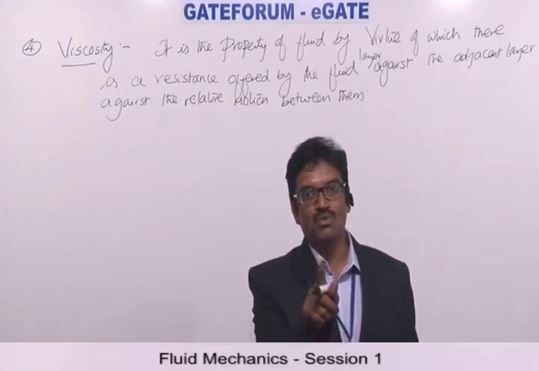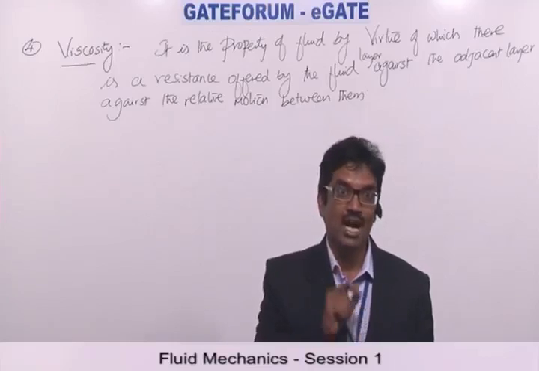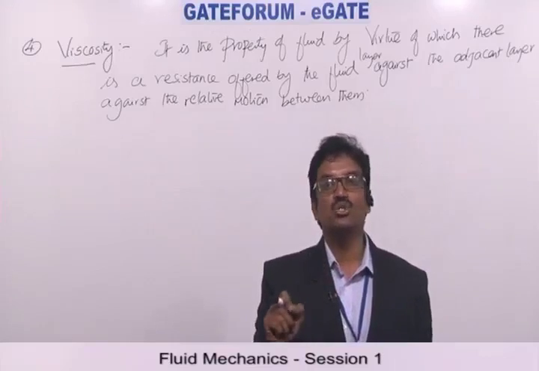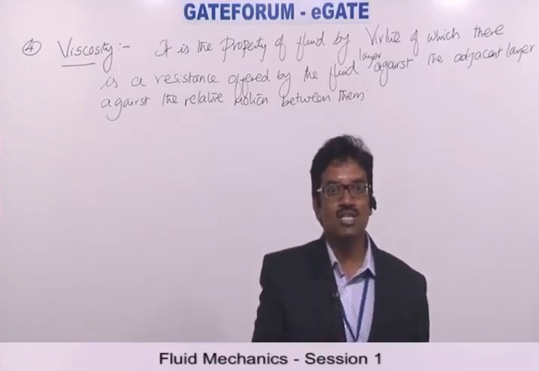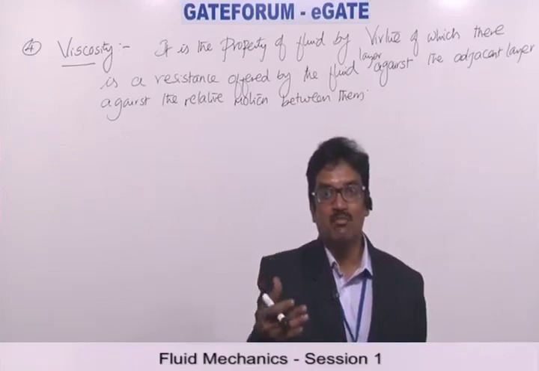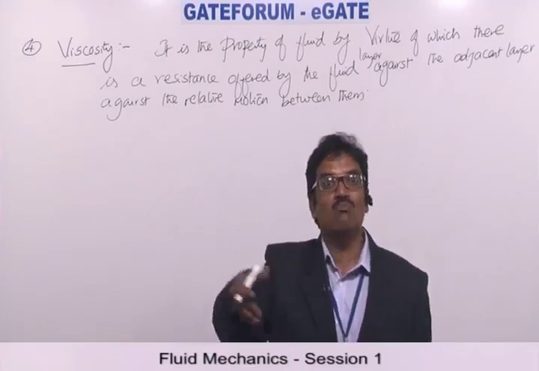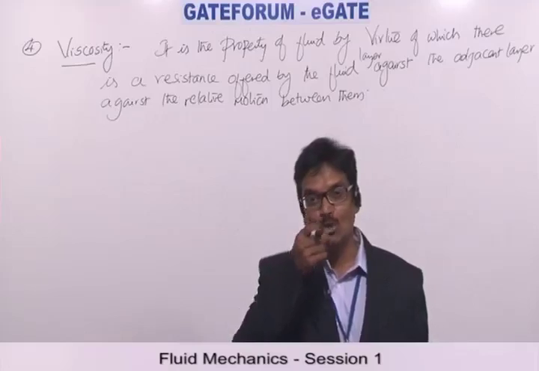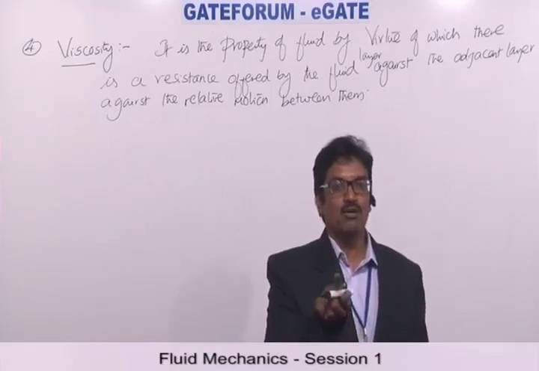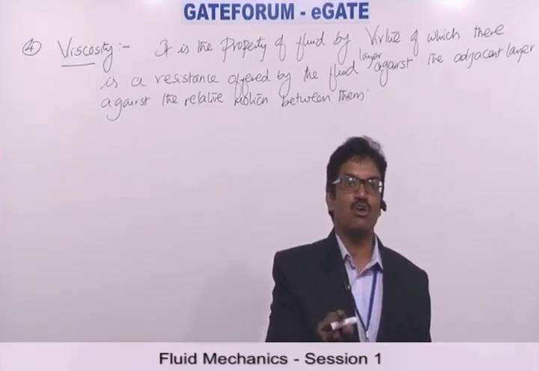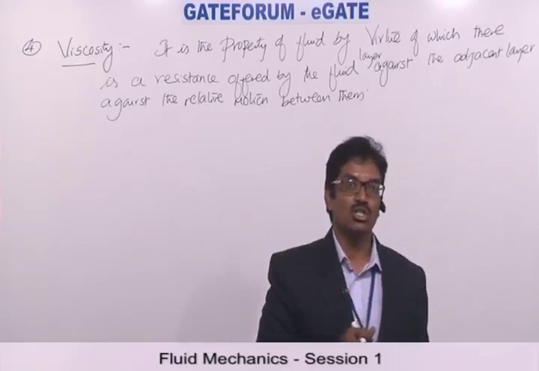If any fluid has zero viscosity, it is called an ideal fluid, an inviscid fluid. Ideal fluid means one which has zero viscosity. A fluid which has more viscosity will tend to go slower and slower because more and more shear stresses will be acting between the fluid layers, which offer more and more resistance for the relative motion between the fluid layers. So viscosity is the property of the fluid by virtue of which there is a resistance offered by one layer of the fluid over its adjacent layer against the relative motion between them.